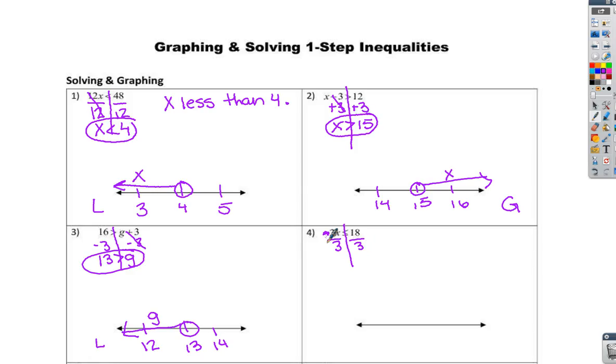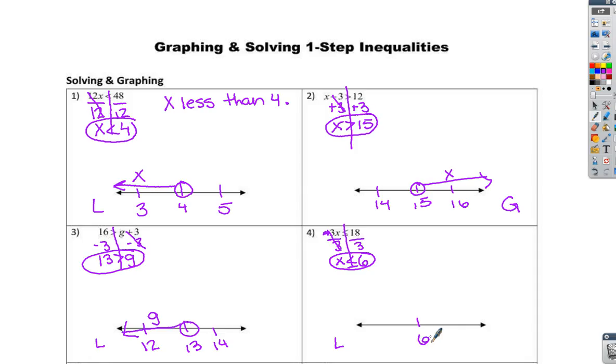Cross out what we used, bring down what we have left. So we have x is less than or equal to 18 divided by 3, and that'd be 6. So our solution is x is less than or equal to 6. So looking at our variable, we need to see which side of our inequality is touching it, the little side or the big side. And the little side is, so I'm going to draw an L next to my number line.